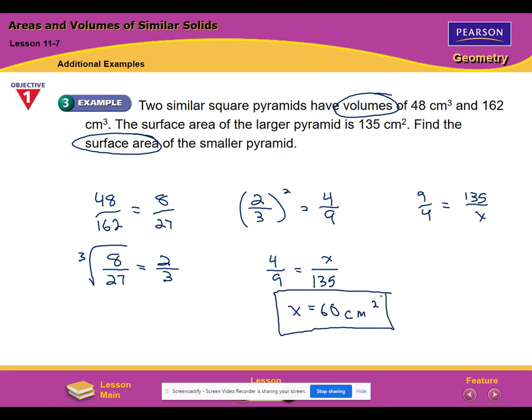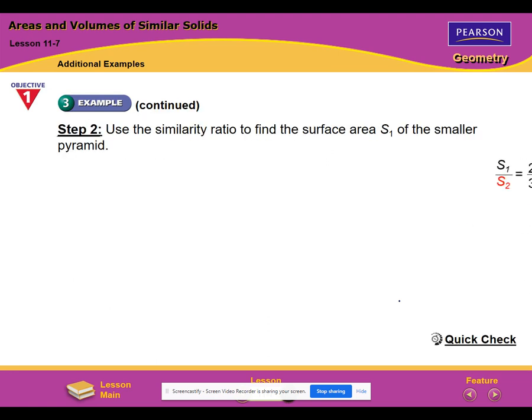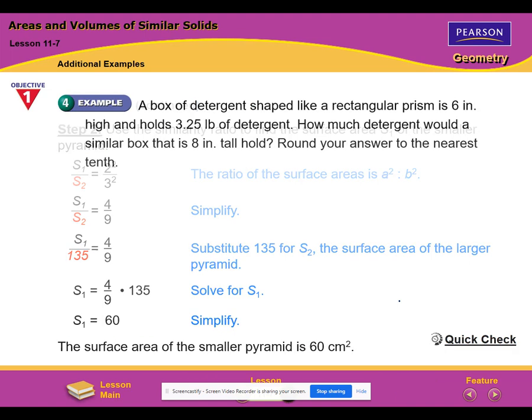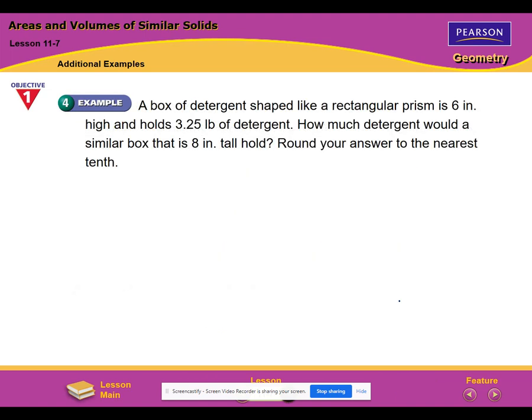Okay? One more. A box of detergent shaped like a rectangular prism is 6 inches high and holds 3.25 pounds of detergent. How much detergent would a similar box that is 8 inches tall hold? Round your answer to the nearest tenth.